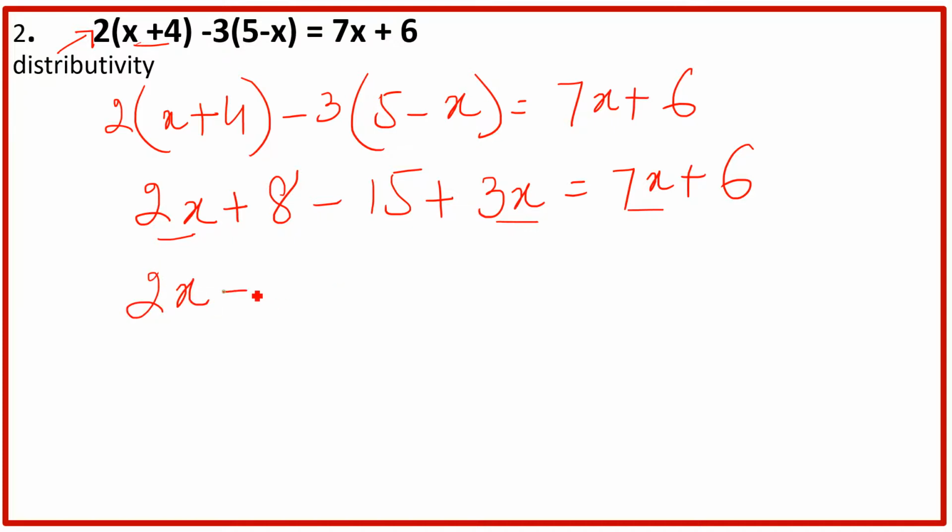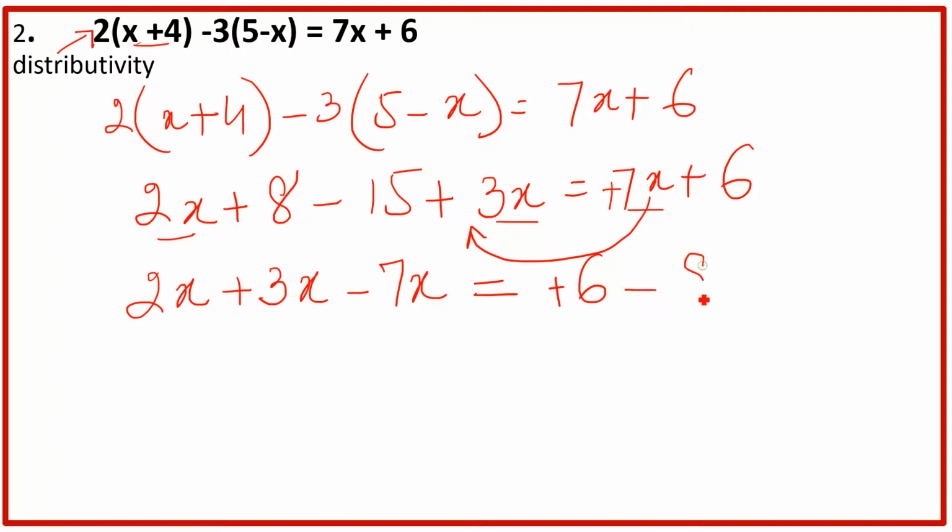This is positive 3x, you have to write down here, sign will not change. But this 7x you have to transpose here because it is on the right hand side, it is positive, no sign means positive, it will be negative 7x, and then is equal to, only positive 6 is there. If you want, you can write down positive 6. This negative 15 and positive 8 will transpose there. This is positive 8, here it will be negative 8. Here it is negative 15, it will be positive 15.